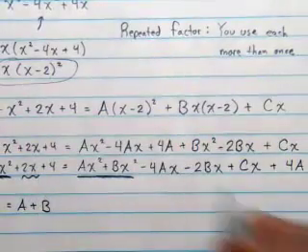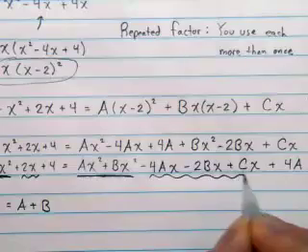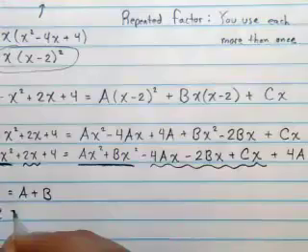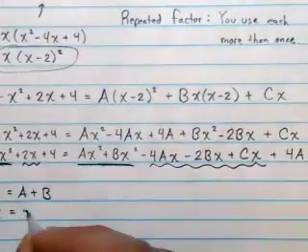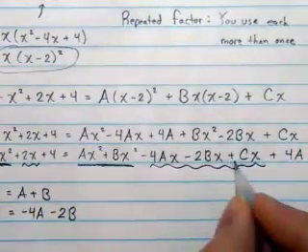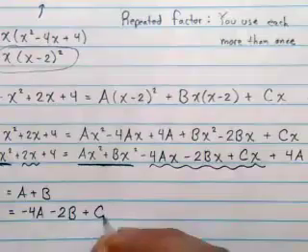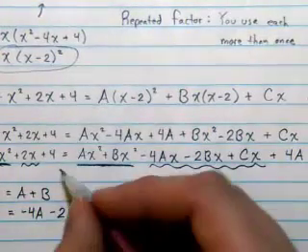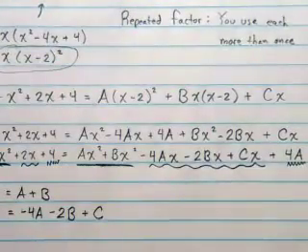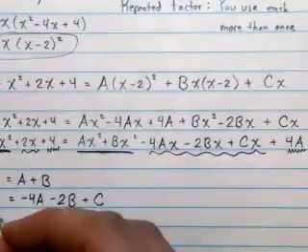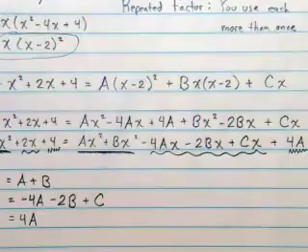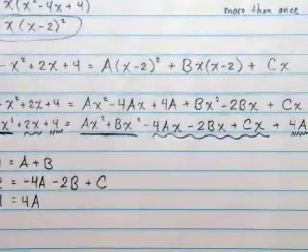And the coefficient on x should be all the coefficients on x over here. So 2 should equal negative 4a minus 2b plus c. And then we've got 4 that needs to match with the 4a because that's the constant. So 4 equals 4a.